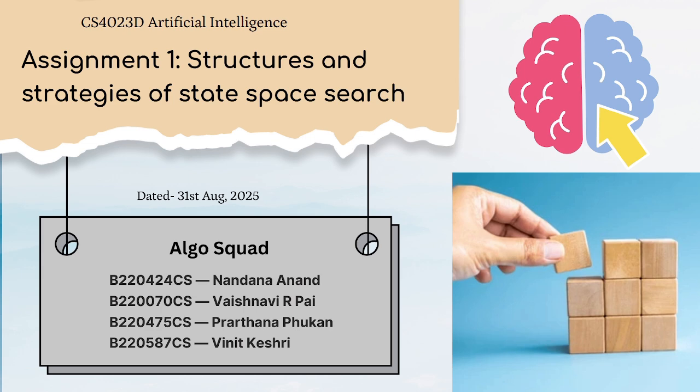Good morning, everyone. Today, our group, Algo Squad, will be presenting our assignment on structures and strategies of state space search using the 8 puzzle problem as our example. The aim is to understand how different search algorithms explore a state space to reach a goal and to compare uninformed and informed approaches.